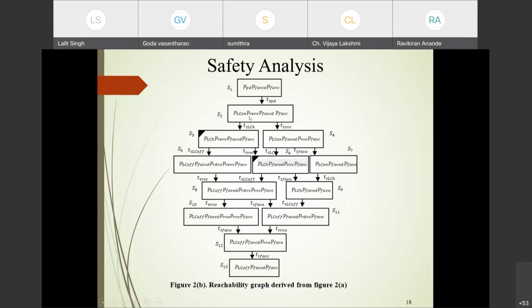Now, why are these two states hazardous? First, let us try to analyze S3. We see there is PLCH, which means the logic condition is on hold. And if my logic condition is on hold, it means my fast acting valve should be open, because I need to inject the poison very fast.